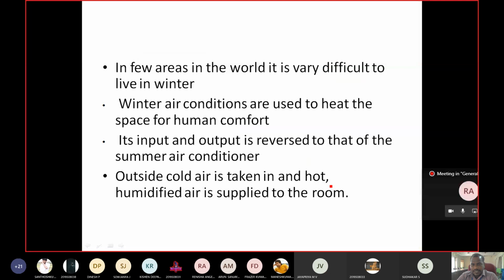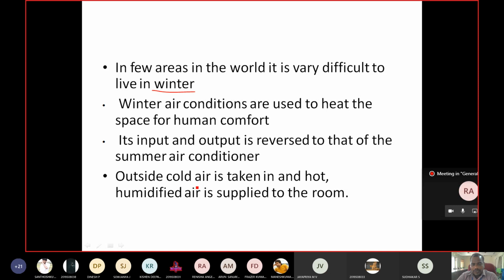Right. So in a few areas in the world, it is very difficult to live in winter, right? So winter also needs to condition air. So winter air conditioners are used to heat the space for human comfort. This is the second type, right? Its input and output are reversed to that of the summer air conditioner. So we know in a summer air conditioner, we need to cool the air and dehumidify. So here it is the opposite. We need to heat the air and humidify it.